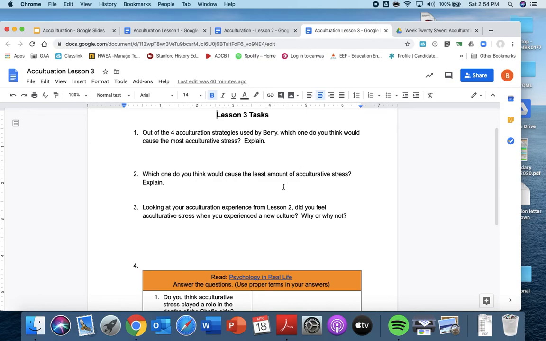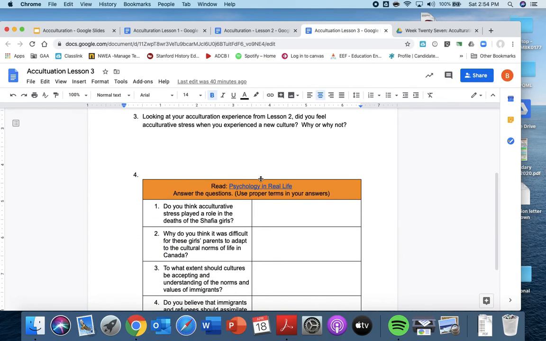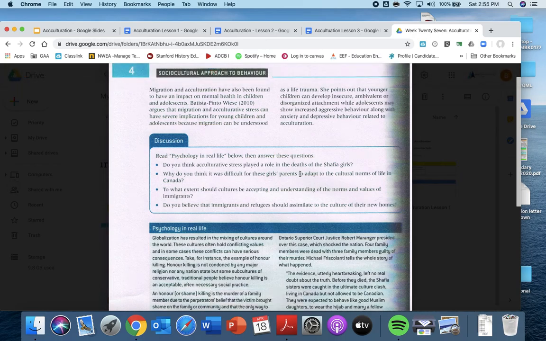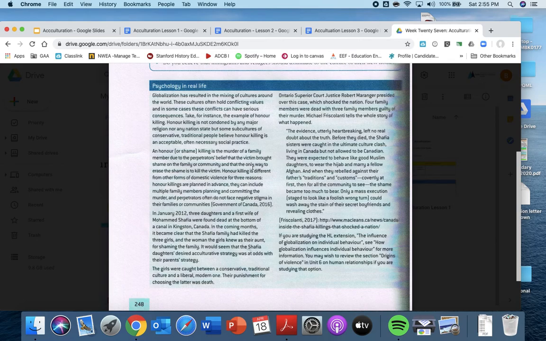All right. So then the last part, you are going to read this article here. This is from the IB textbook for psychology. You're going to start at the Psychology in Real Life section. What this article talks about is a family that moved to Canada, and they took part in some honor killing in their family. The father felt shame due to the actions of some of the females, the daughters in his family, because they were acculturating differently than he was. And this resulted in honor killings of his daughters.